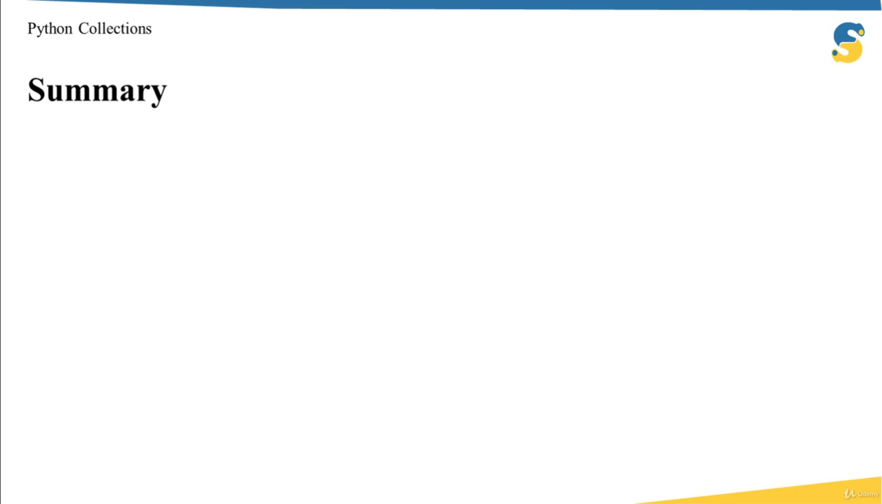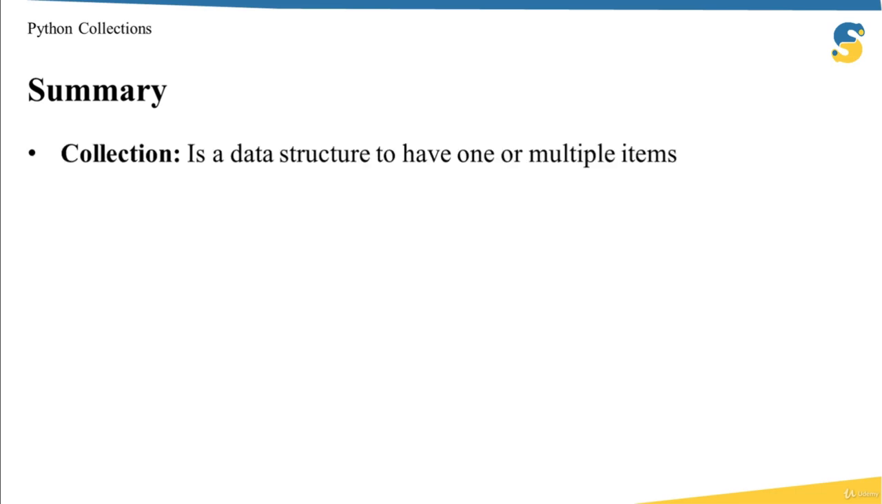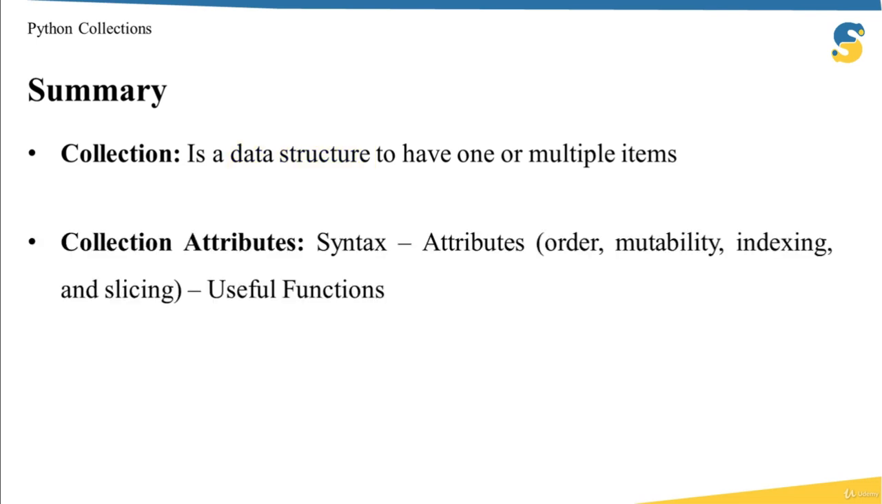Now let's recap what we have learned in this lecture. First of all, collection has been defined, and as we see, collection is a data structure to have one or more than one items. After that, the collection attributes that you have to learn about each collection have been mentioned, and we say that for each one of these collections you have to know the syntax, the attributes, which are order, mutability, indexing, and slicing. And finally, we mentioned that you have to know some useful functions about each one of these collections to make your life easier.